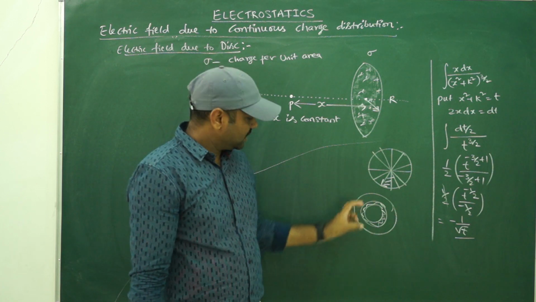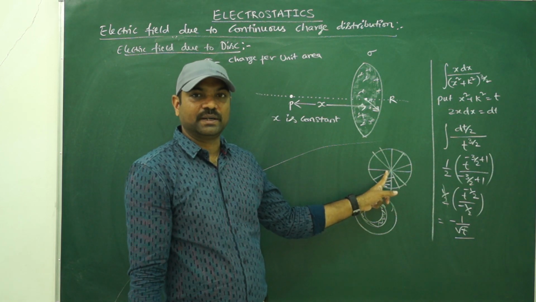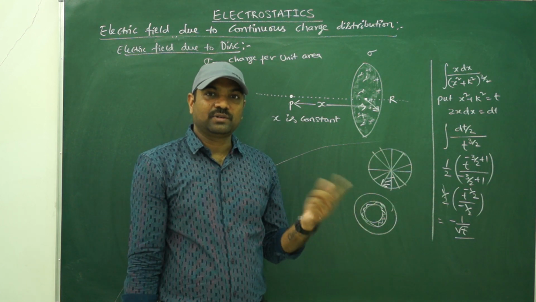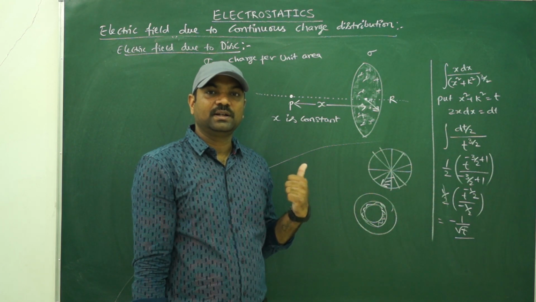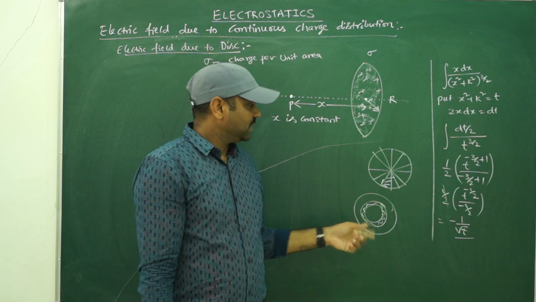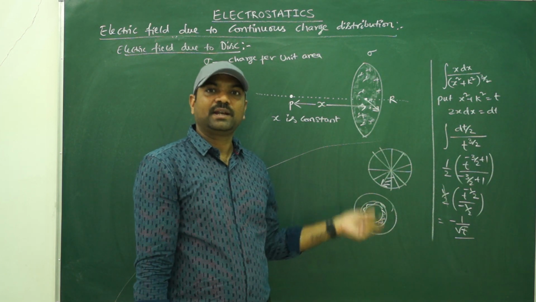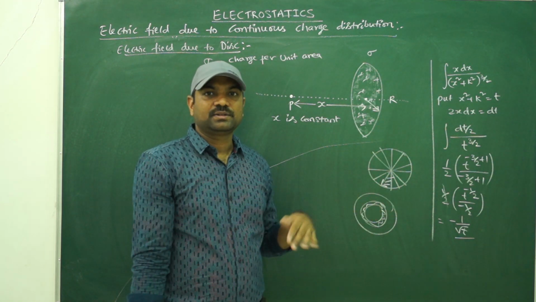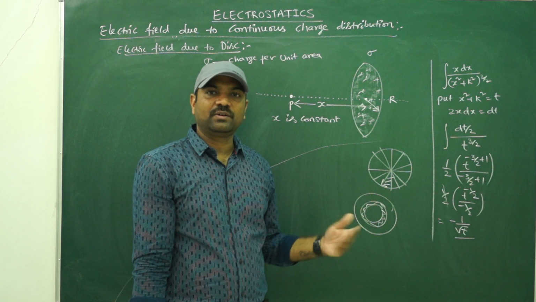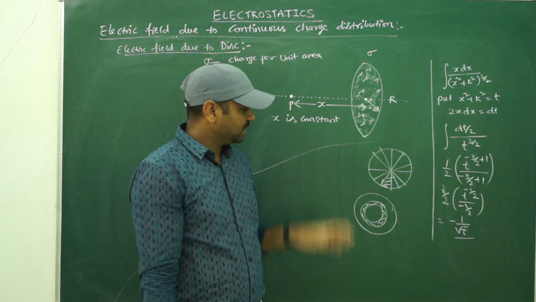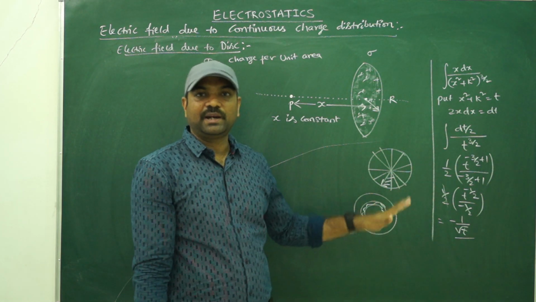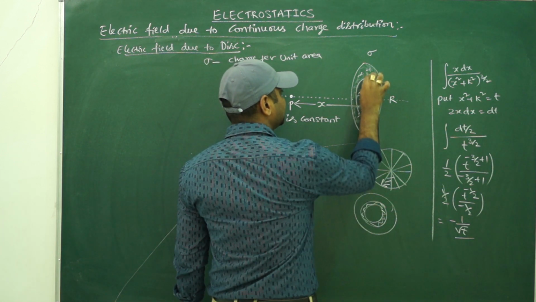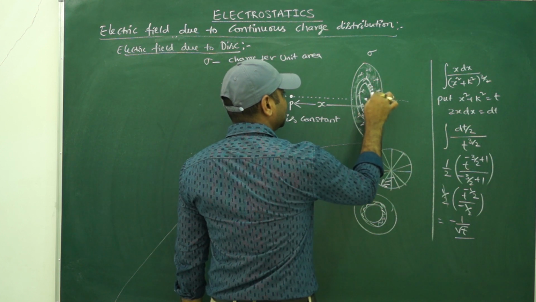So similarly here, the ring is a small part, even a sector is also a small part. But I'll go with the ring. Why? Because I know the field due to a ring. That's why I choose the small part of the disk as a ring. If I knew the field due to a sector, then I could choose the sector also. But we don't know the field due to a sector. If you want to find the field due to a sector, again you have to integrate. So better than that is the ready-made idea: we know the field due to a ring. That's why I'm taking my small part as a ring. This is my small part.